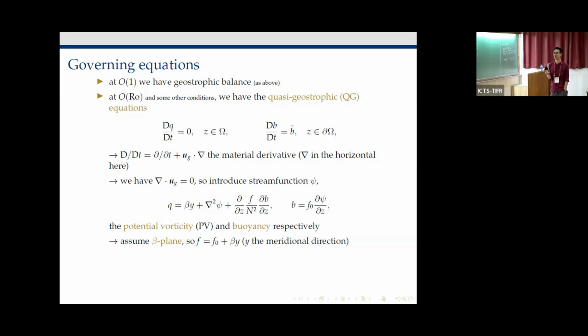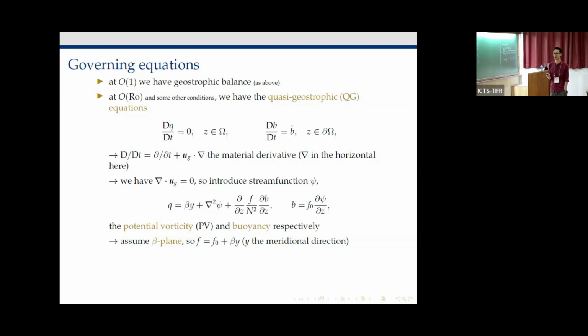So you can introduce a stream function psi, and in this case, your variable q and your b can be written in terms of the stream function alone. There should be f0 here to be consistent. Q here is known as the potential vorticity, or the PV, so I'll be using this quantity quite a lot. Buoyancy here, in this case, would be the QG buoyancy.